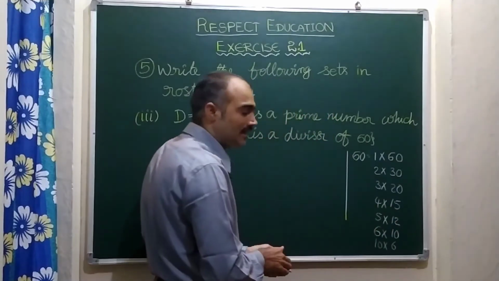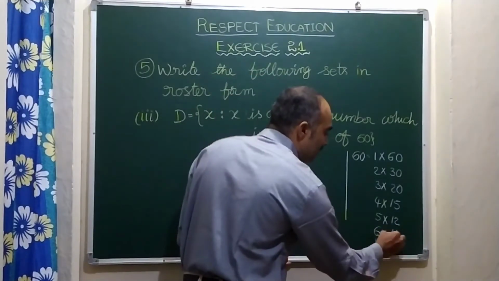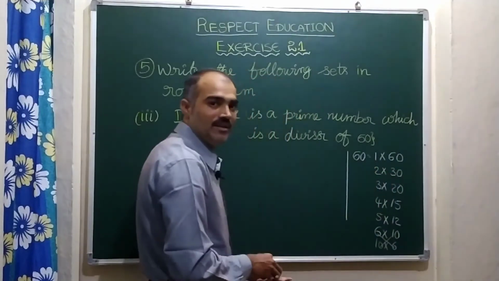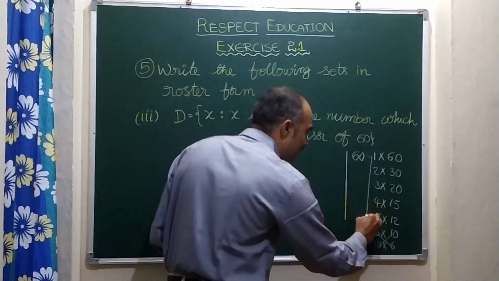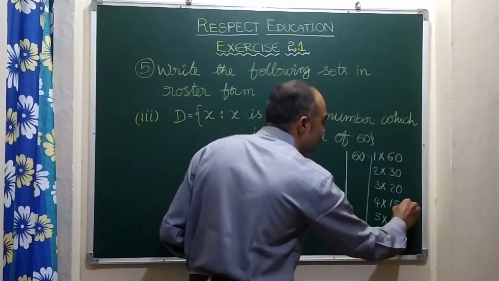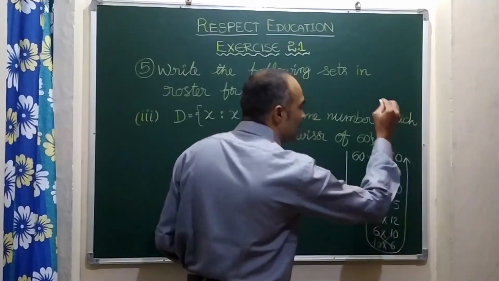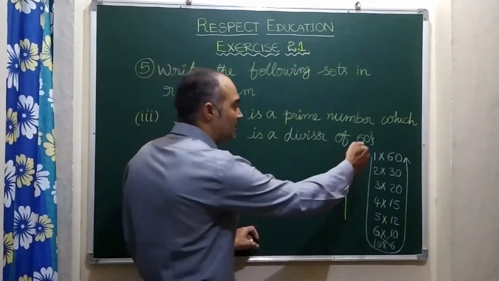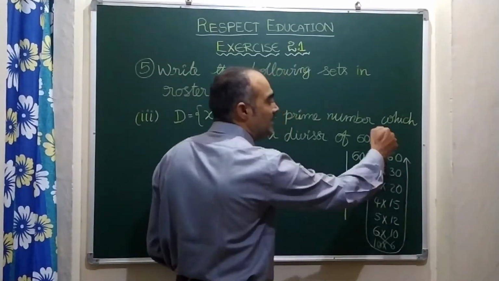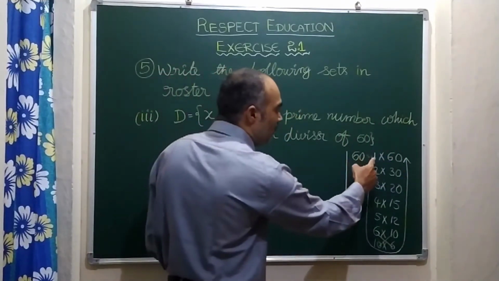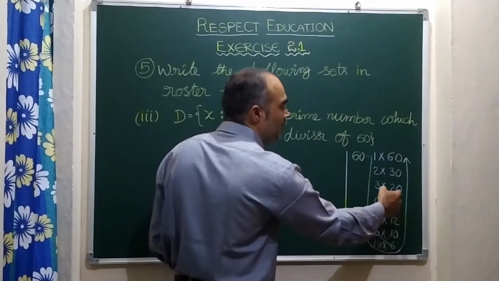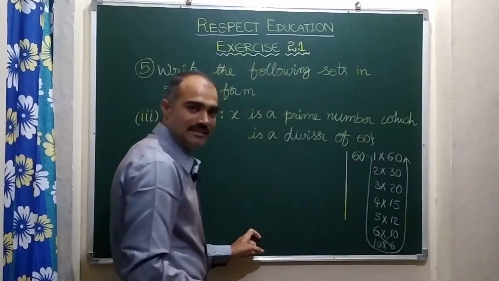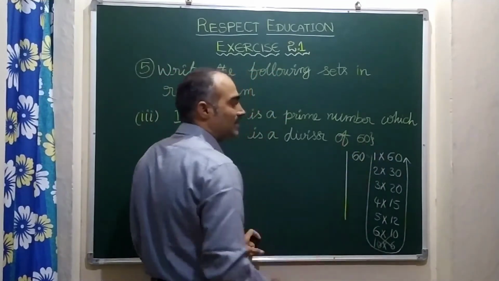Here we get repetition. So here you see 6 comes here, 10 comes here, we can stop writing. So let us pick up all these values from 1 to 60. Clear? These are all the divisors of 60. Means what are those? 1, 2, 3, 4, 5, 6, 10, 12, 15, 20, 30 and 60. These are all divisors of 60.